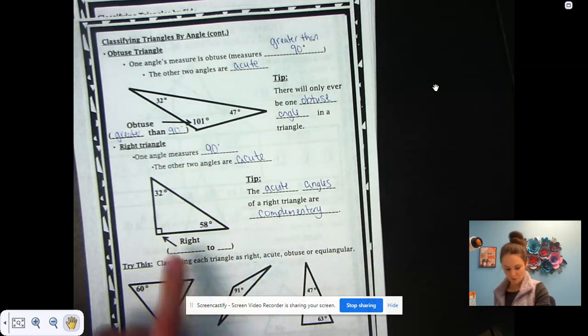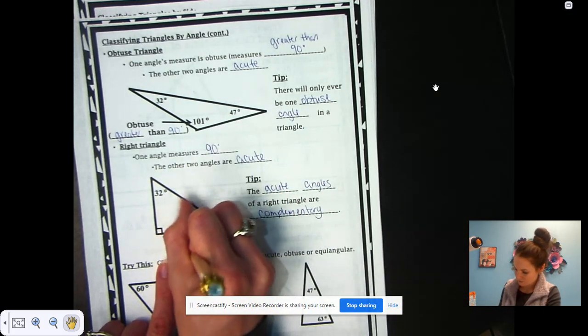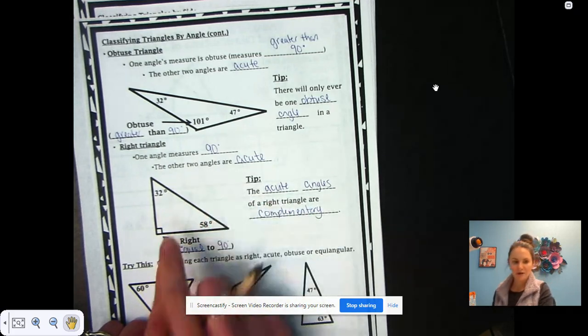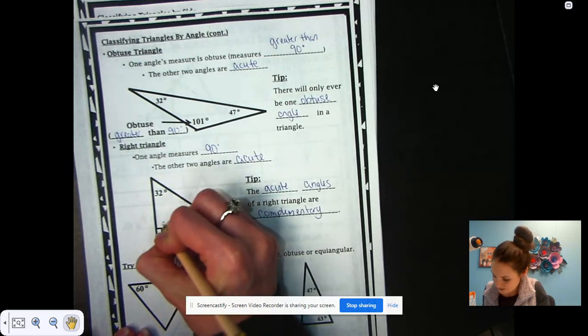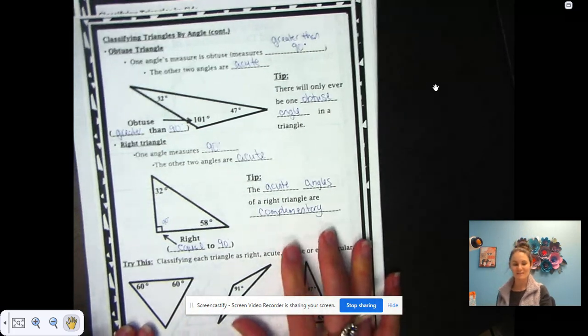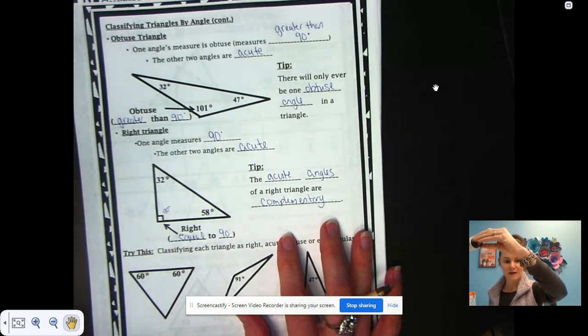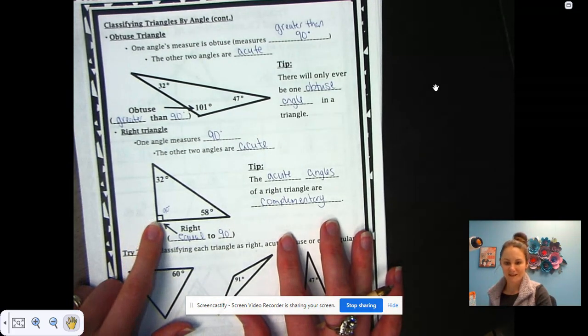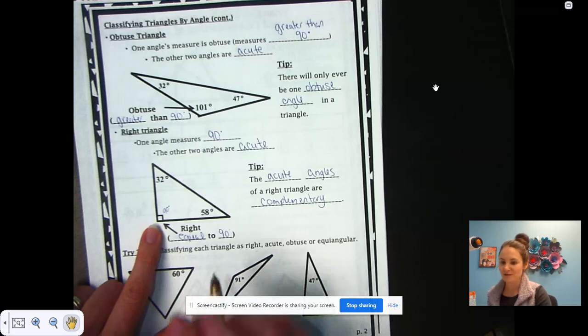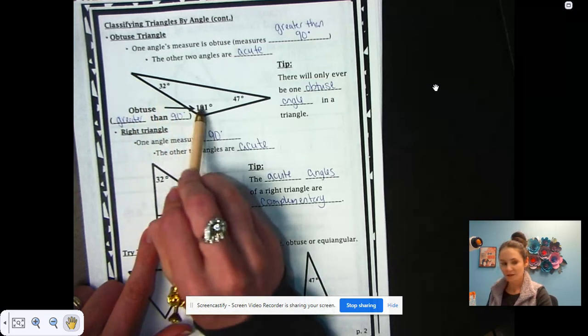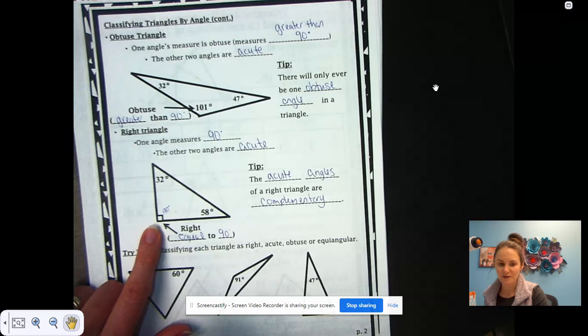Right is equal to 90 degrees. I just want to point out, whenever you see this little box symbol, that means 90 degrees. You are going to see that from now until the end of this unit, and next quarter too. If I were to add all of these together, I would get 180, because the measures of the three angles in a triangle always add up to 180.